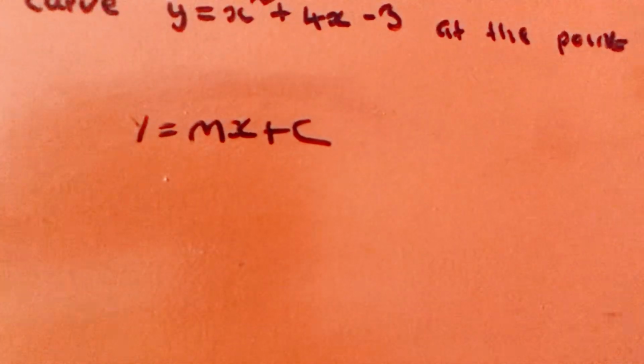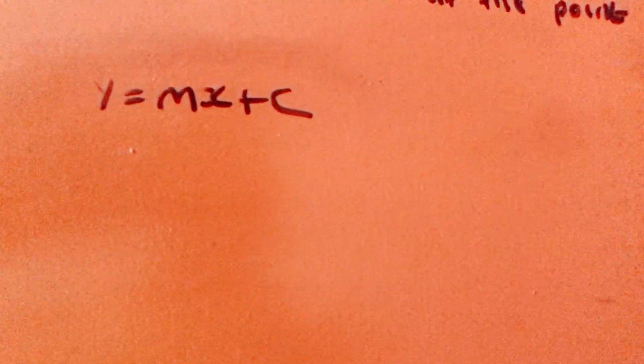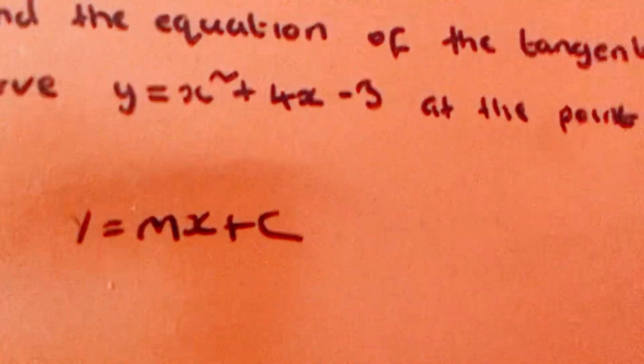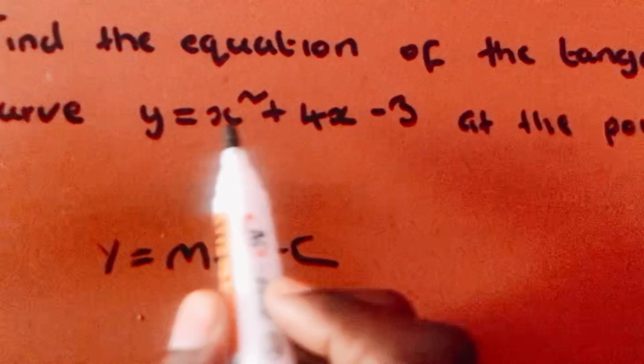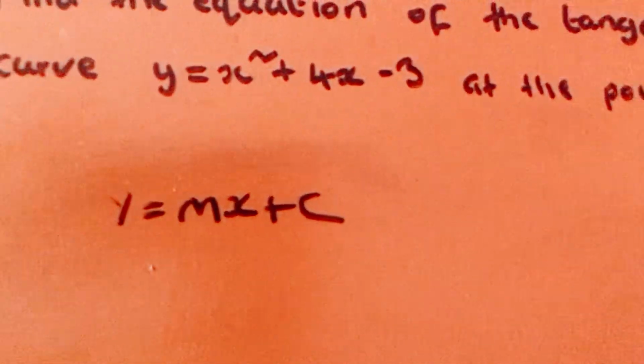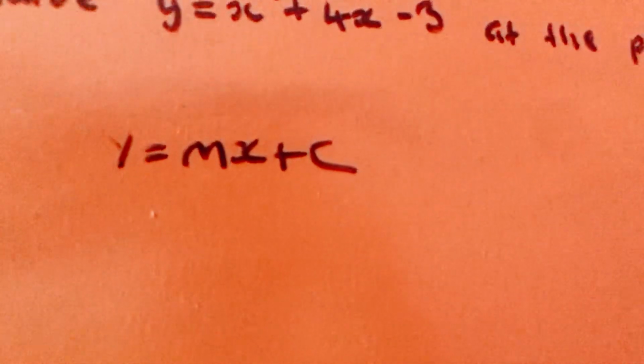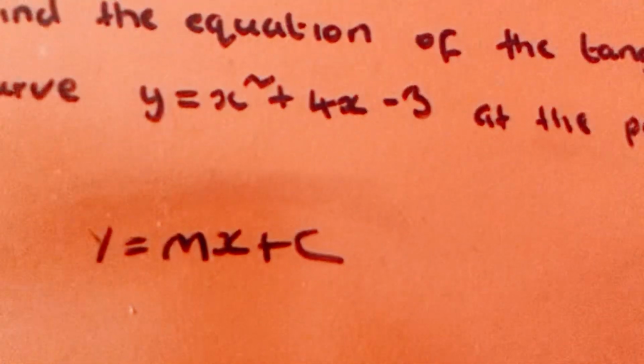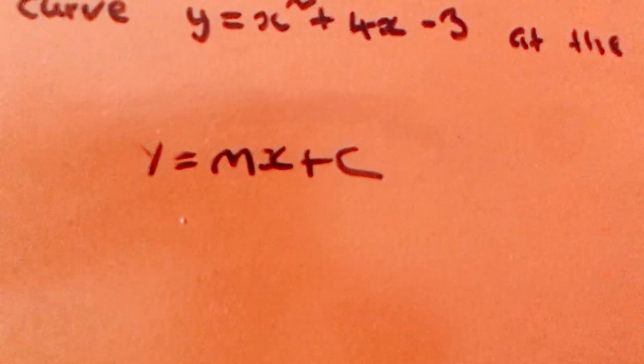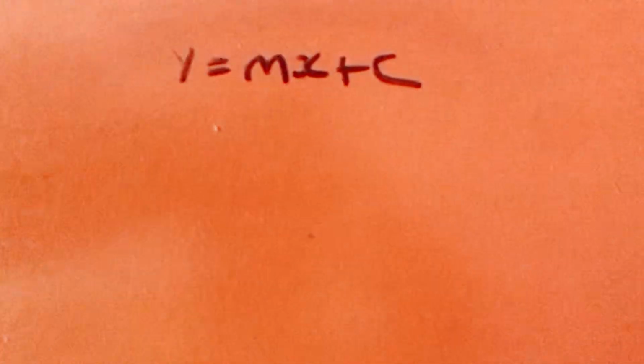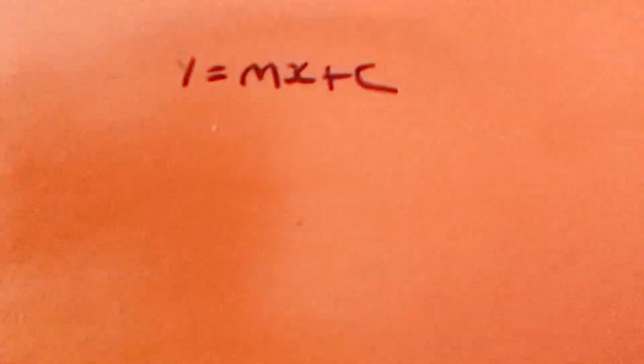So in our first step, we're going to find the gradient function of this equation, or rather the dy/dx, the derivative of that. When we find the gradient function, it's going to help us to find the gradient of this line, the tangent. So how do we do that?